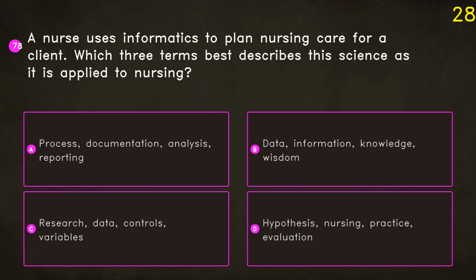Question 78. A nurse uses informatics to plan nursing care for a client. Which three terms best describes this science as it is applied to nursing? A. Process, documentation, analysis, reporting. B. Data, information, knowledge, wisdom. C. Research, data, controls, variables. D. Hypothesis, nursing, practice, evaluation.